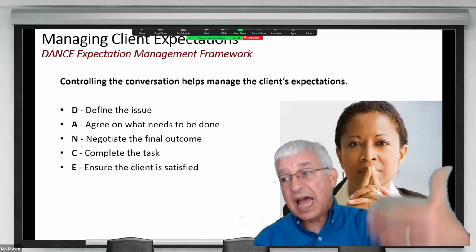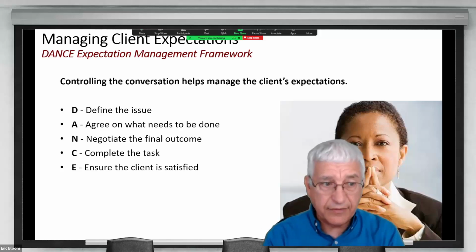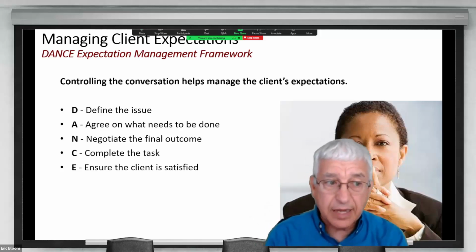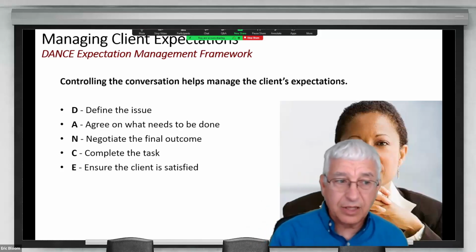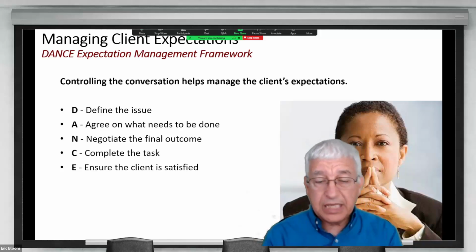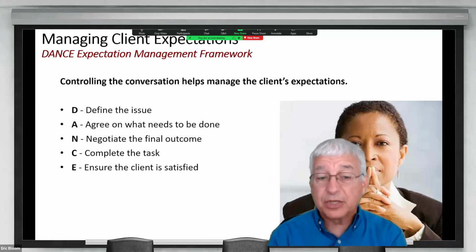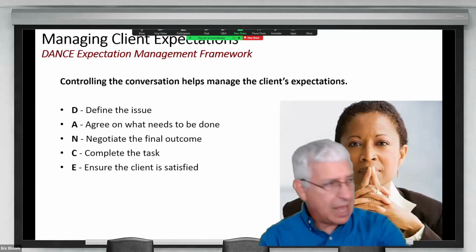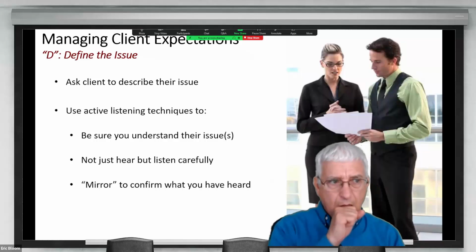Then, and I've got a slide behind each of these, so I'm going to do it at a high level. Then you agree what needs to be done. You negotiate the final outcome they're going to be getting, which, by the way, is the expectations. You complete the task, and then you follow up and make sure they're happy with your service. But now let's go through these one at a time.